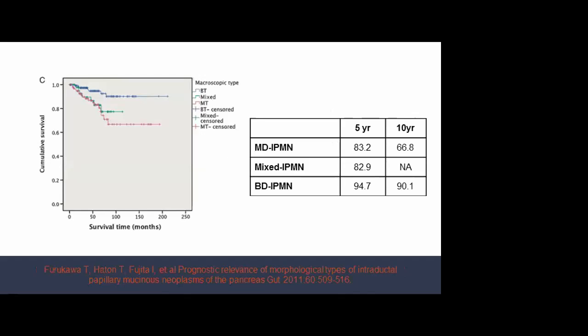In this particular study, they also looked into the survival data regarding the type of anatomical classification, and they noted that the main duct IPMN has a poorer survival among all the three, with a 5-year survival of 83.2 and a 10-year survival of 66.8. Whereas the branch duct IPMN has very good survival with a 5-year survival of 94.7 and a 10-year survival of 90.